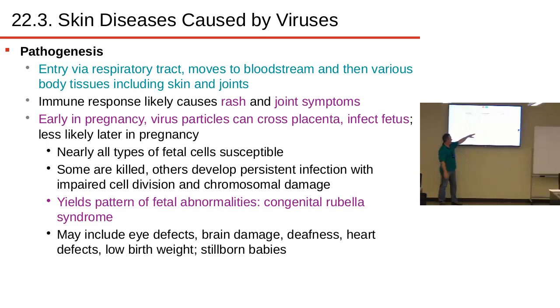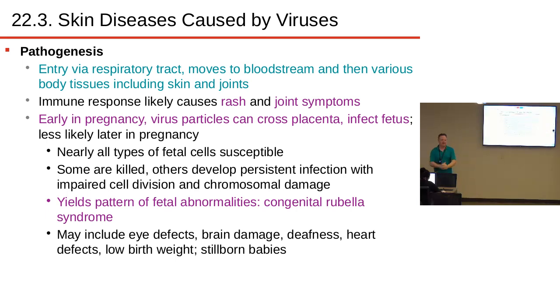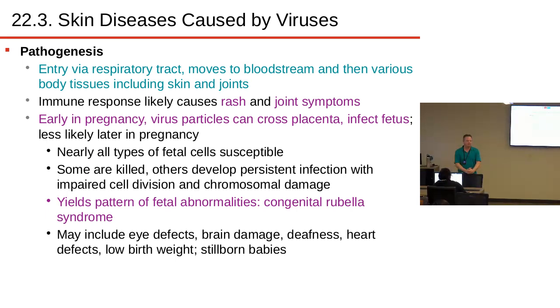Yeah, you see here: eye defects, brain damage, deafness, heart defects, low weight, all these terrible things. So again, getting it the normal route as a kid, not a big deal. This is what we're protecting against, right? We're protecting against harm to pregnant mothers.